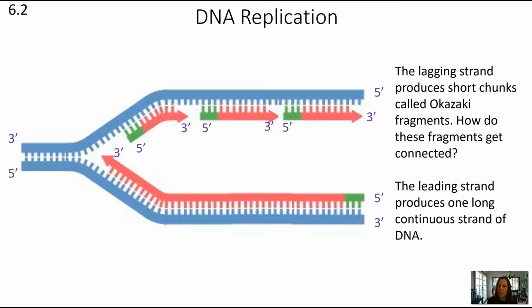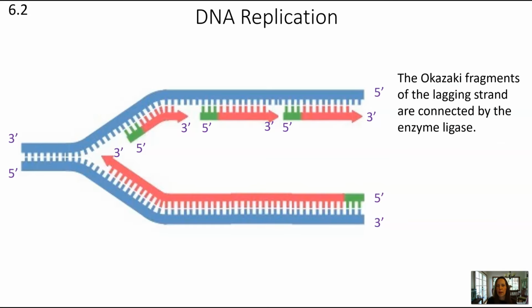So those chunks on the top, those Okazaki fragments, we don't want our DNA in chunks, so we need to have a way to connect those fragments. Think back to an enzyme that helped kind of glue things together. The Okazaki fragments of the lagging strand are connected by the enzyme ligase, and ligase is that connector enzyme.